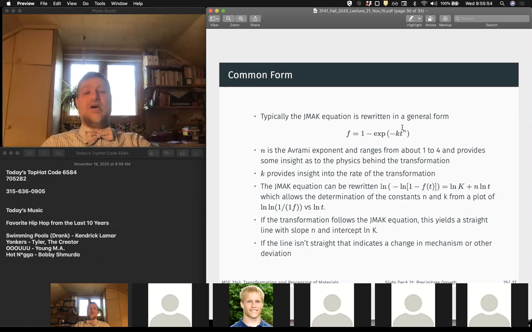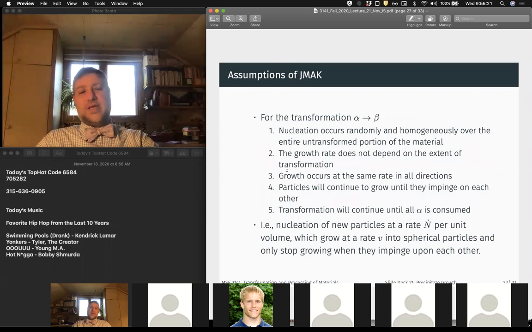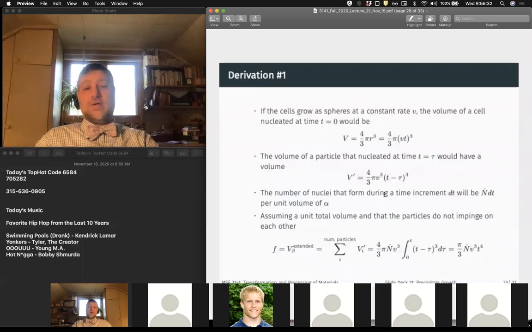What we do know is if it's close to 4, we had an expression here that was t to the 4th. If the Avrami exponent is close to 4, we know all of the assumptions that we talked about at the beginning are going to be followed: random nucleation, isotropic growth, growth until impingement.